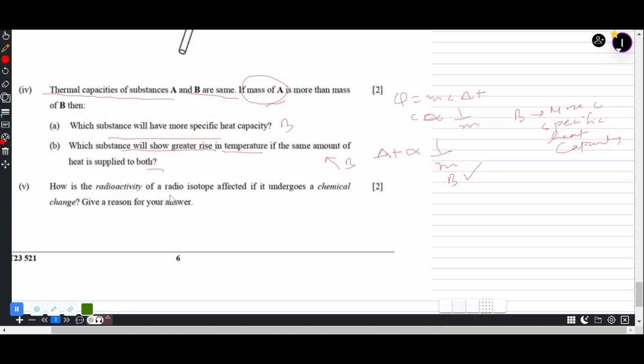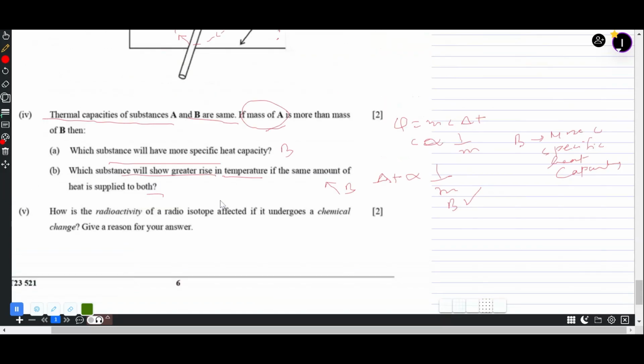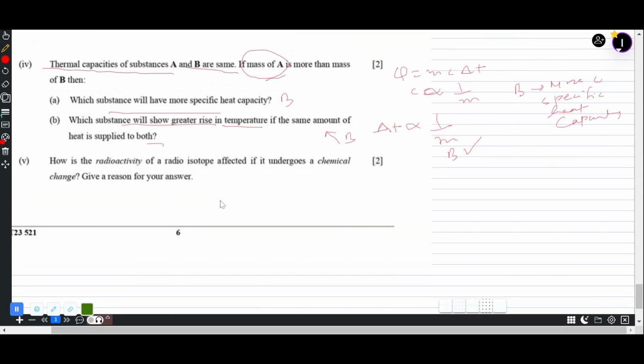Now next, how is the radioactivity of a radioisotope affected when it undergoes a chemical change? This is the last question, I guess, of section A. Now this is very easy. Radioactivity is a nuclear phenomenon. It doesn't get affected by a chemical change. So radioactivity is not impacted because of the chemical change.